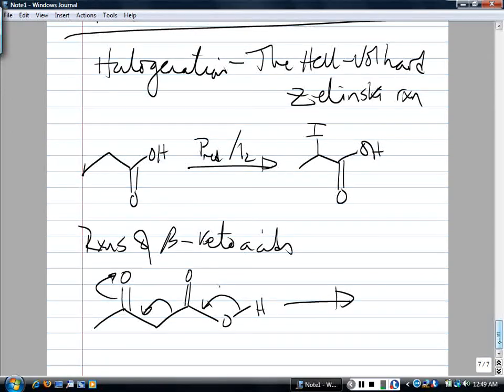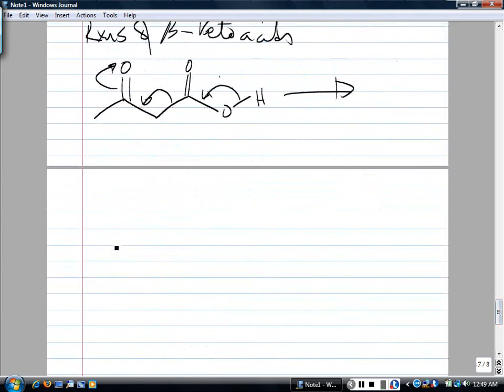And in fact, a better way of writing this would be to draw the beta keto acid in a form that looks like this. So I'm going to have my carbonyl, and then my carbon here, double bond O, OH. So what you see is that there's hydrogen bonding between the beta carbonyl and the OH of the carboxylic acid. And on heating, what happens is we do 1, 2, 3.